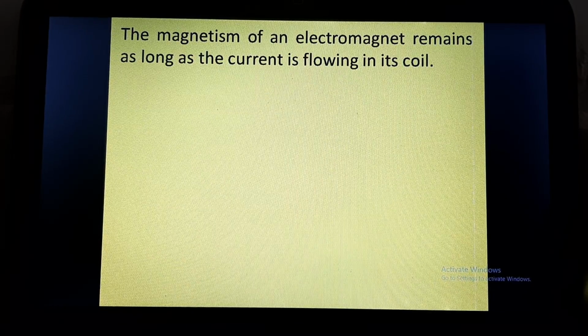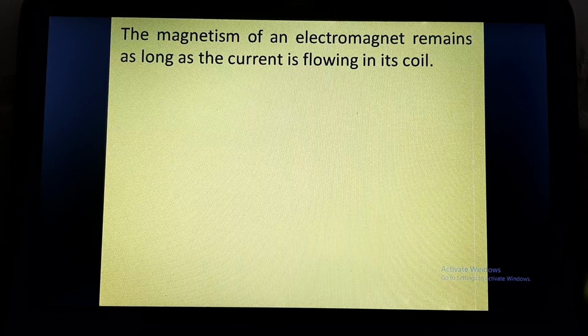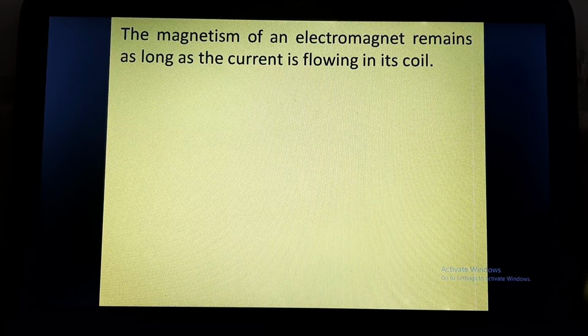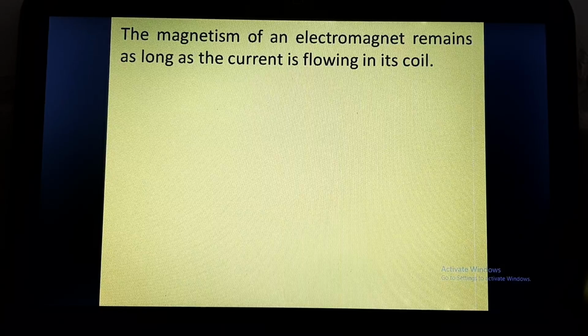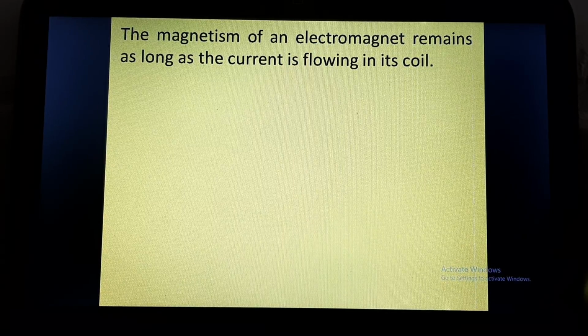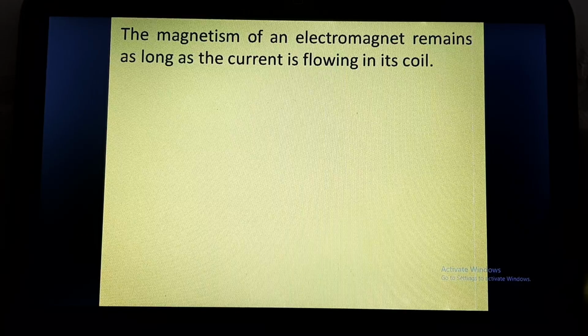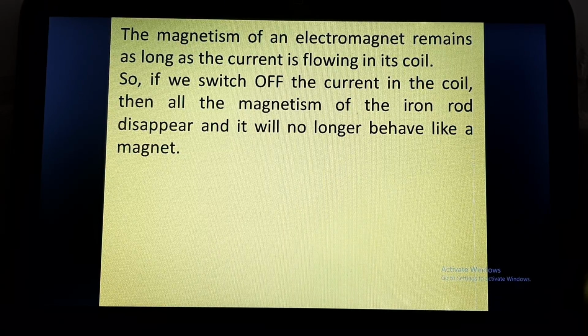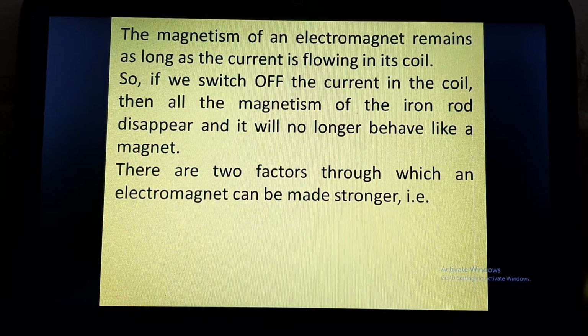The magnetism of an electromagnet remains as long as the current is flowing in its coil. I have just mentioned that as long as the current is flowing, for that particular duration of time, the electromagnet will work as a magnet. As soon as you switch off, the current is not flowing, and it will not behave like a magnet.